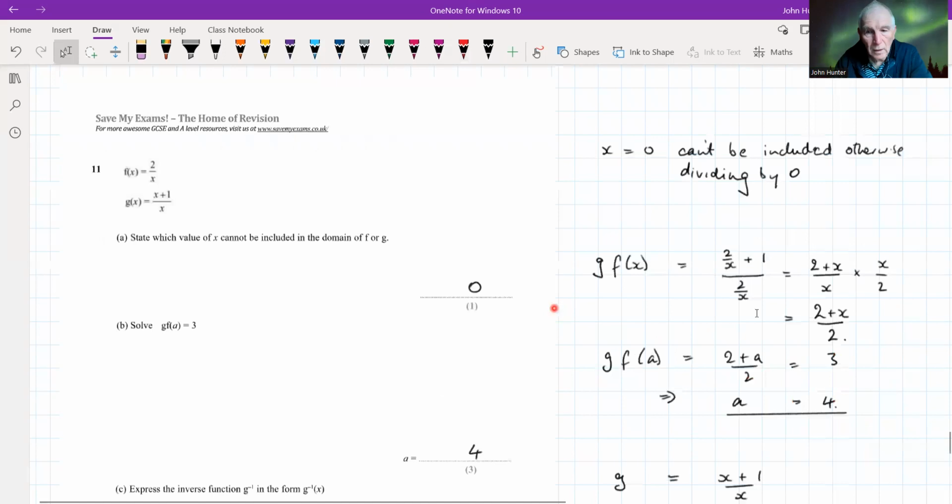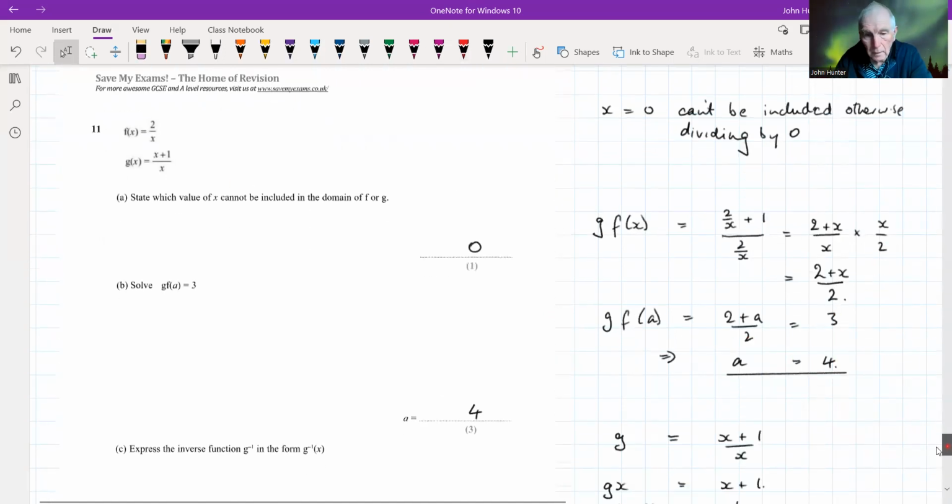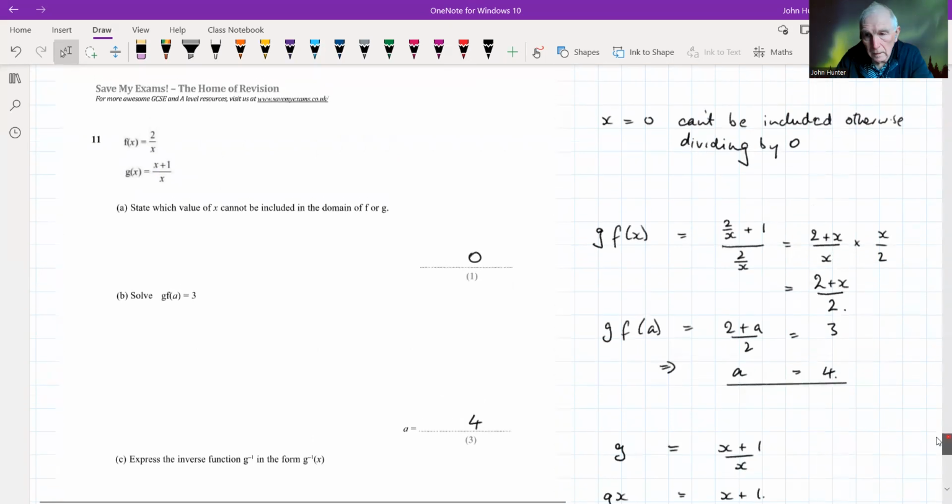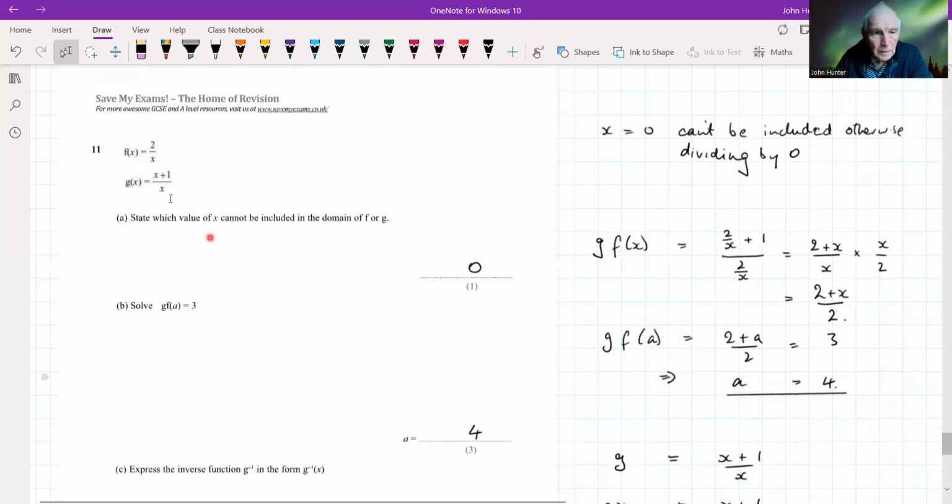Okay, so what else have we got? Functions, function notation. f of x is 2 over x, g of x is x plus 1 over x. State which value of x cannot be included in the domain of f or g. Well, we can't have 0 because it would be divided by 0. So 0 has to be excluded from the domain. Everything else is in.